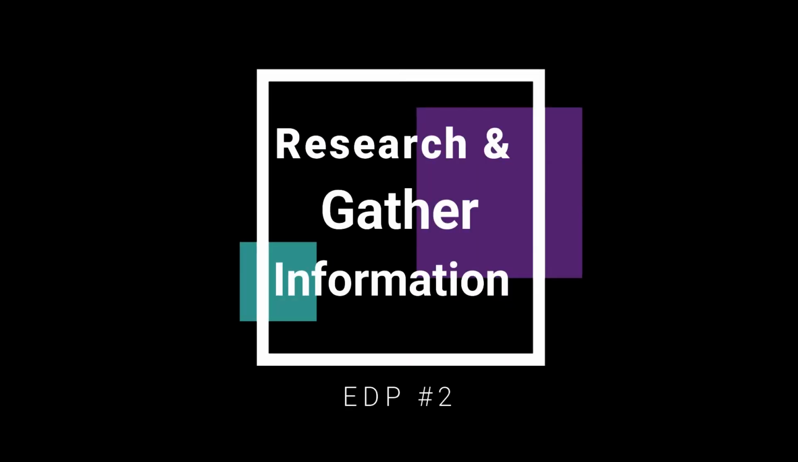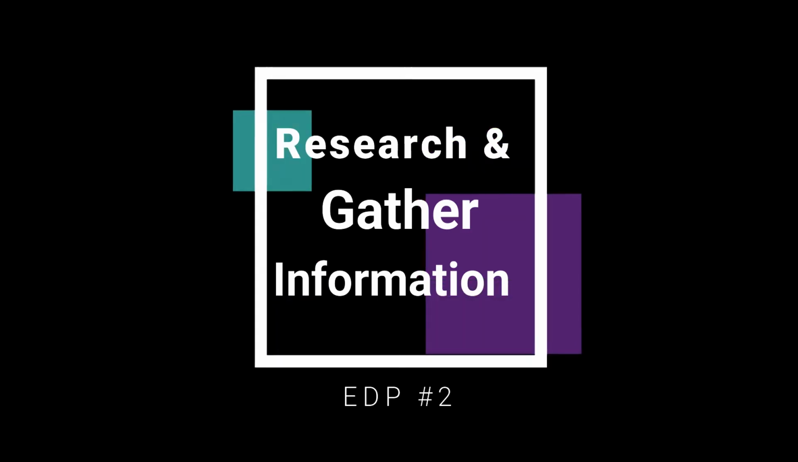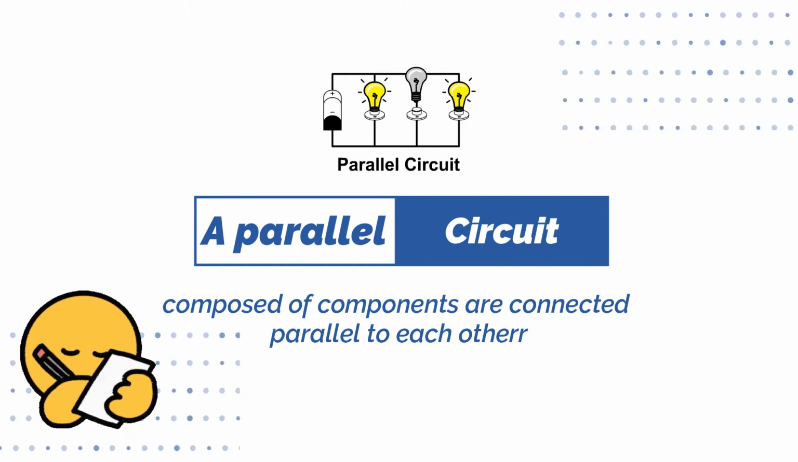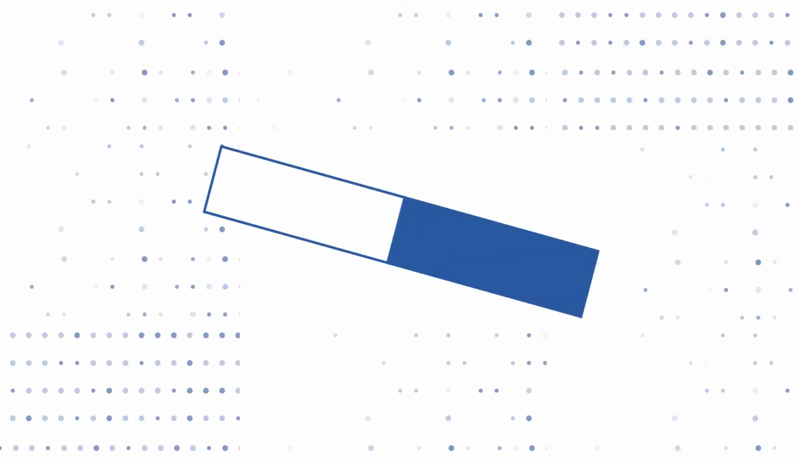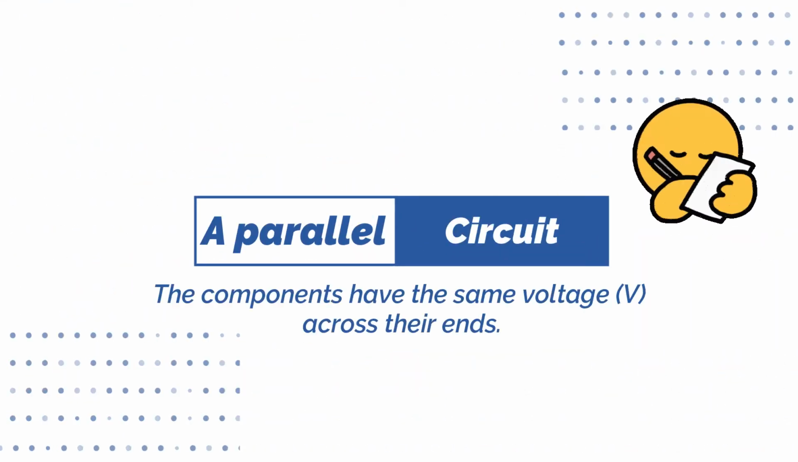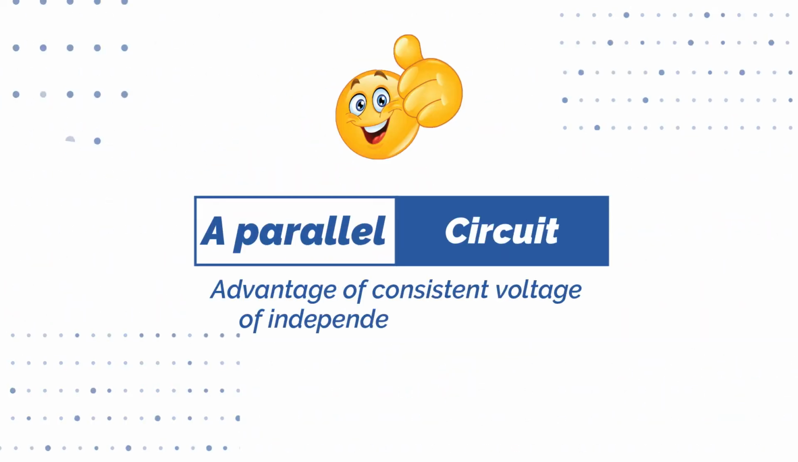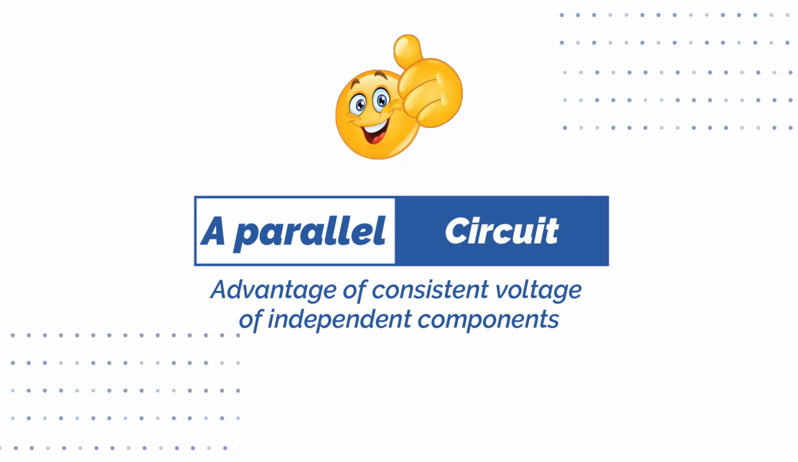The second step is to research and gather information. For this project, let us understand what a parallel circuit is. A parallel circuit is composed of components that are connected parallel to each other. The components have the same voltage across their ends, and it has the advantage of consistent voltage for independent components.